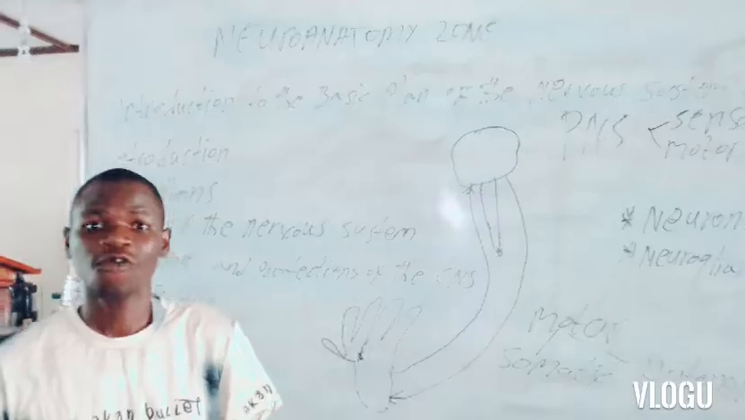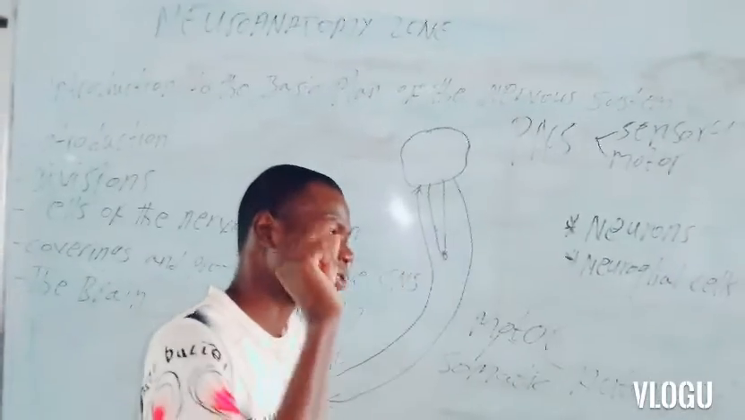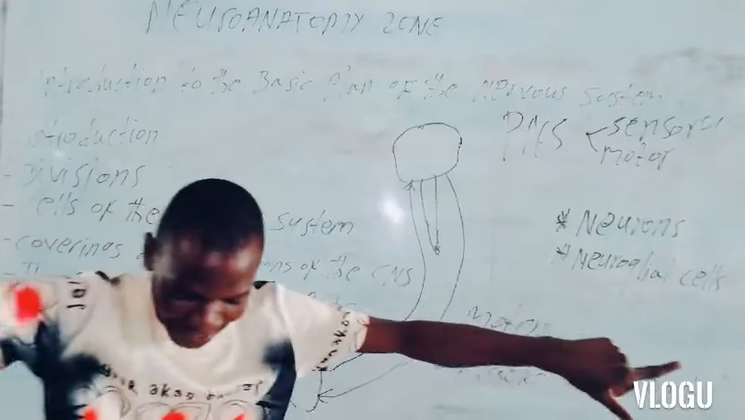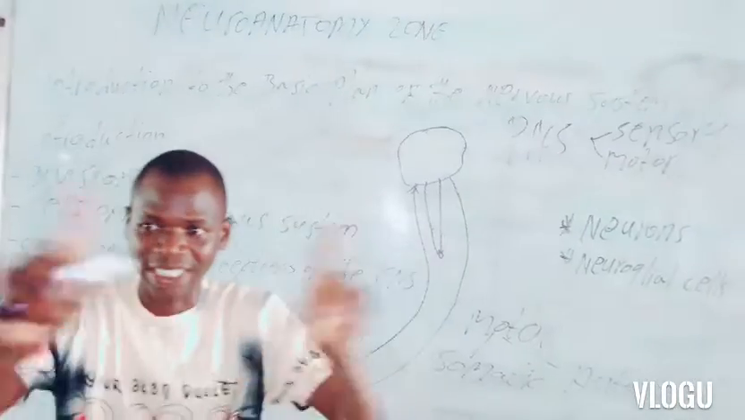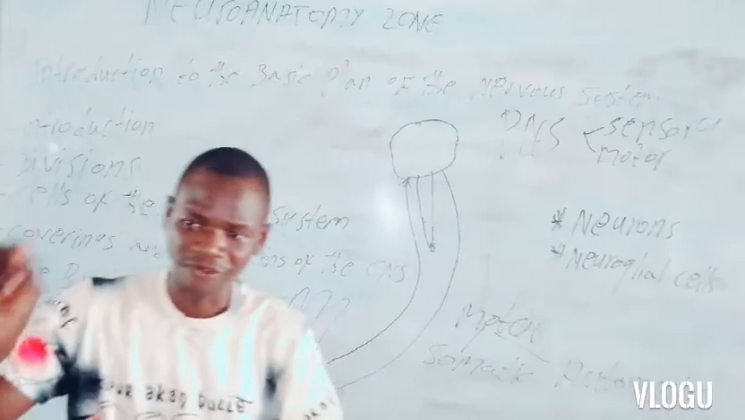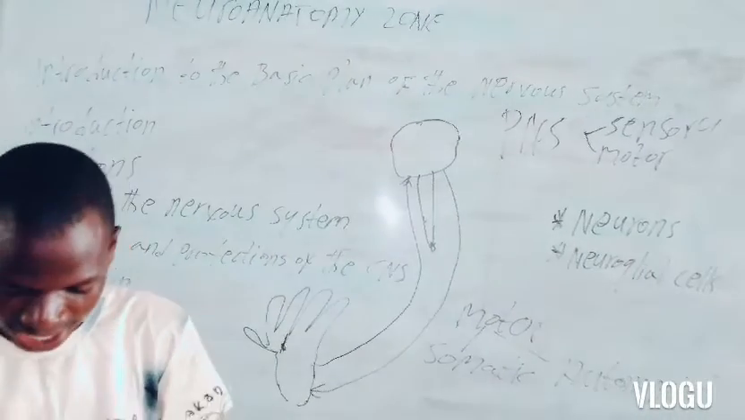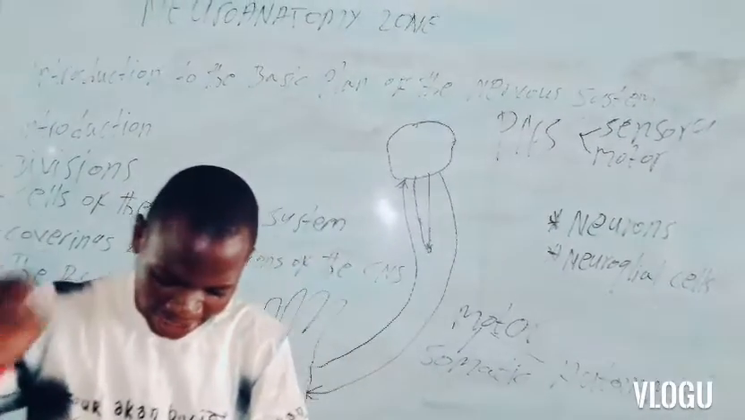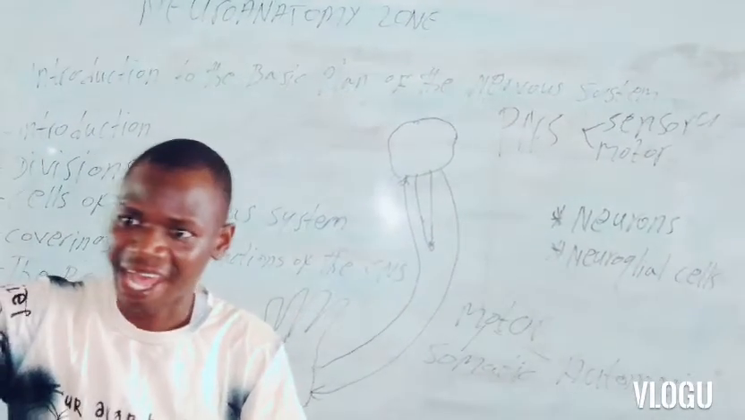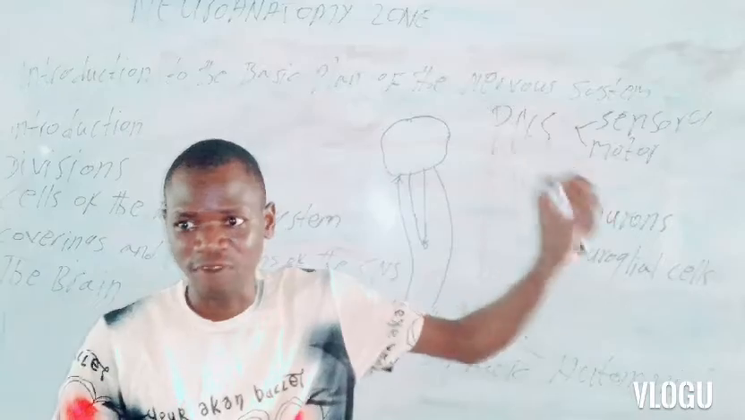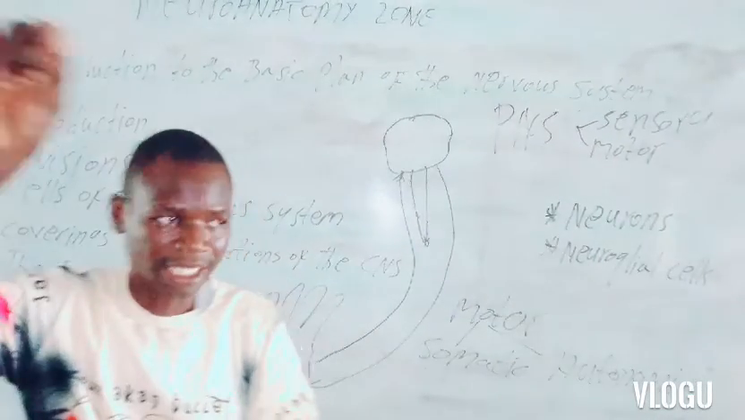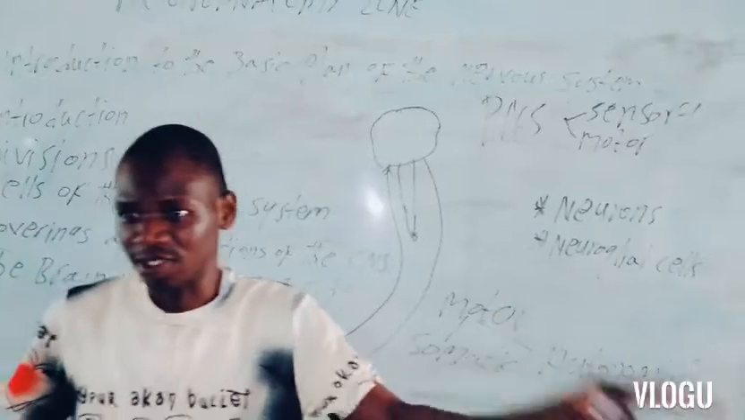Now, functionally, neurons can be divided into three functional domains: a receptive domain, which is made up of the dendrites; two, an integration domain, which is made up of the cell body; and three, a transmission domain, which is made up of the neuronal axon. So we have the receptive domain, the dendrites, the integration domain, the cell body, and the transmission domain, the neuronal axon.